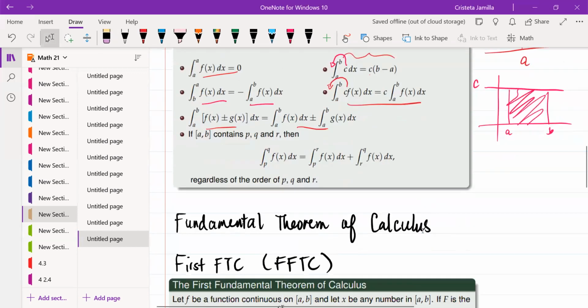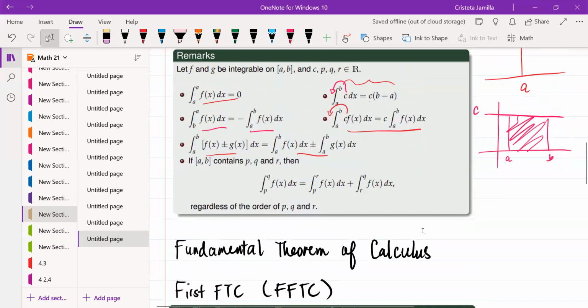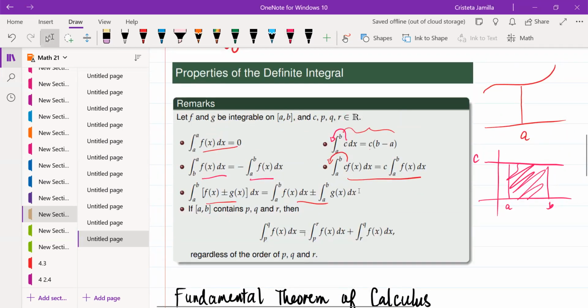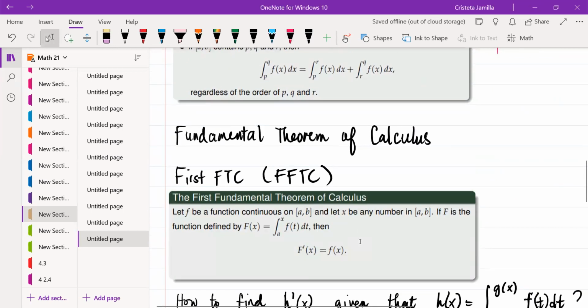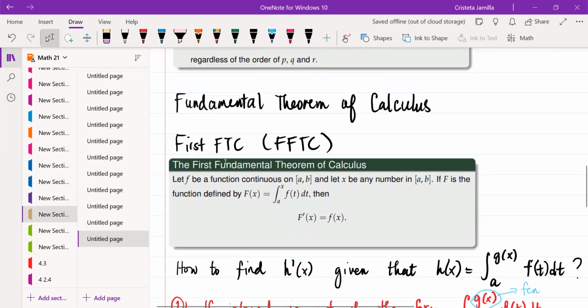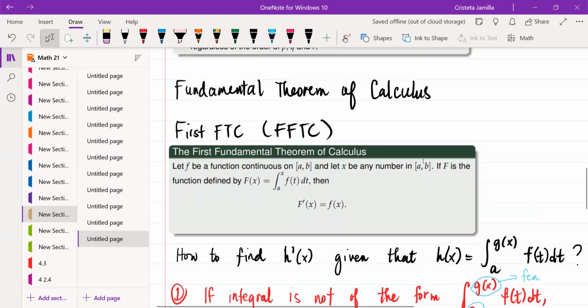Next, we have the fundamental theorems of calculus. You need to remember the properties of definite integral because we will be applying them to solve some problems relating to the fundamental theorem of calculus. Now, the first fundamental theorem of calculus states that if f is a function continuous on the closed interval AB and x is any number in AB, and capital F is defined as the integral of f from a to x, then the derivative of F is equal to f of x.